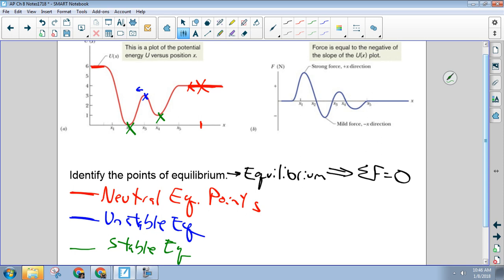Real quick over here, I got this force graph. Where did that come from? It's the negative of the derivative. Cool. All right.